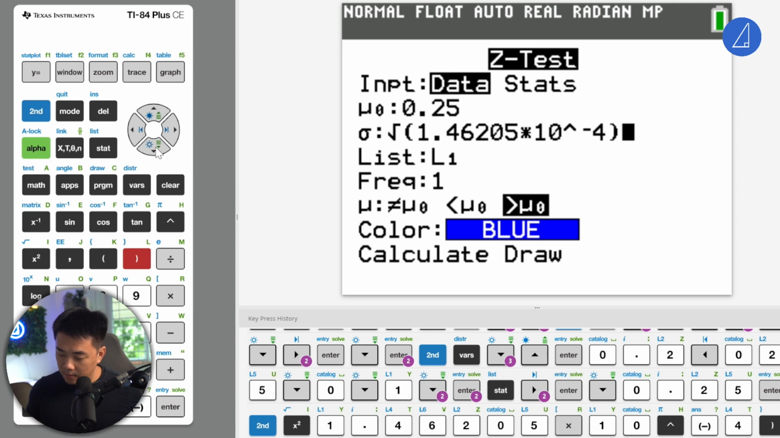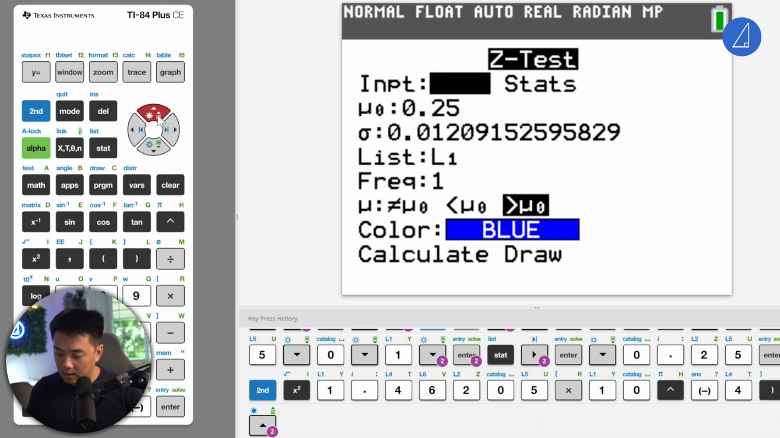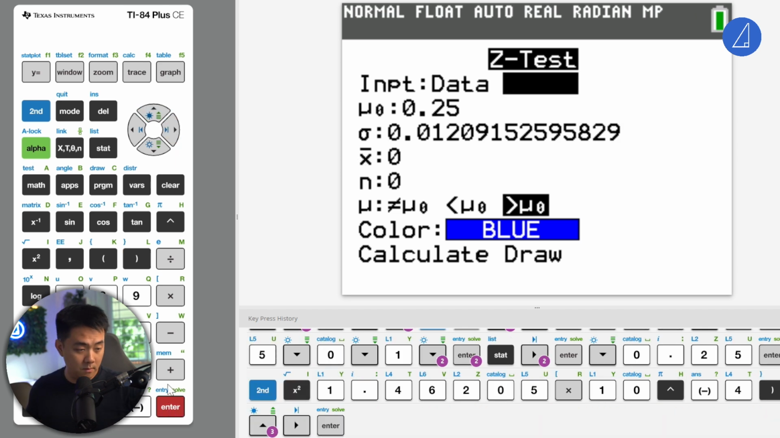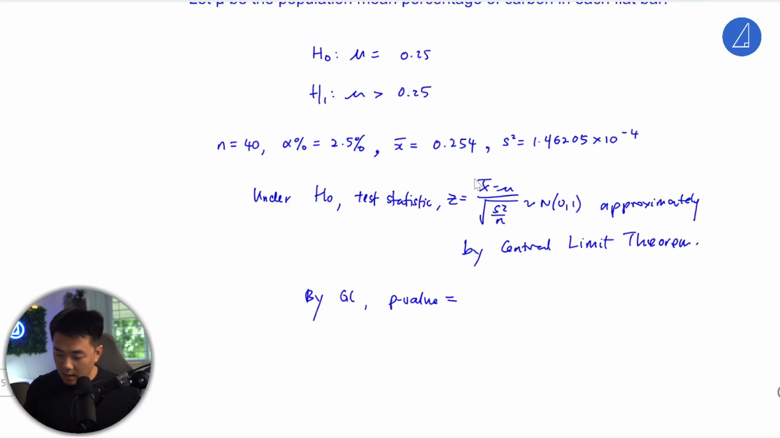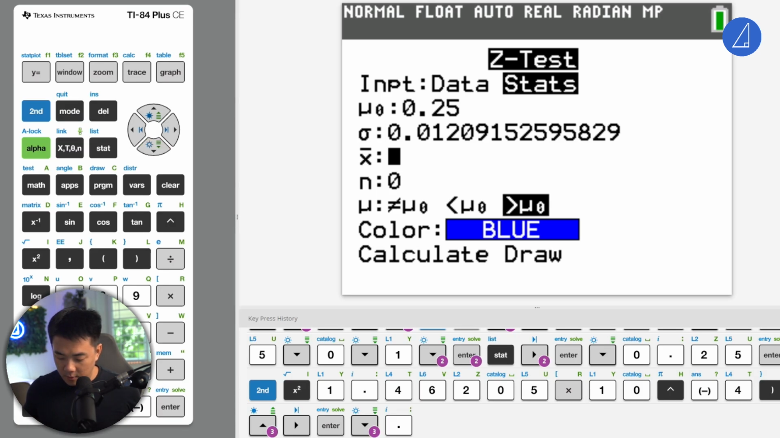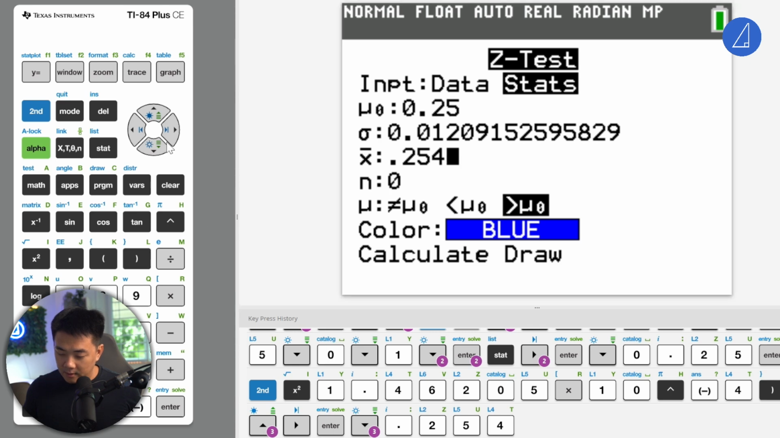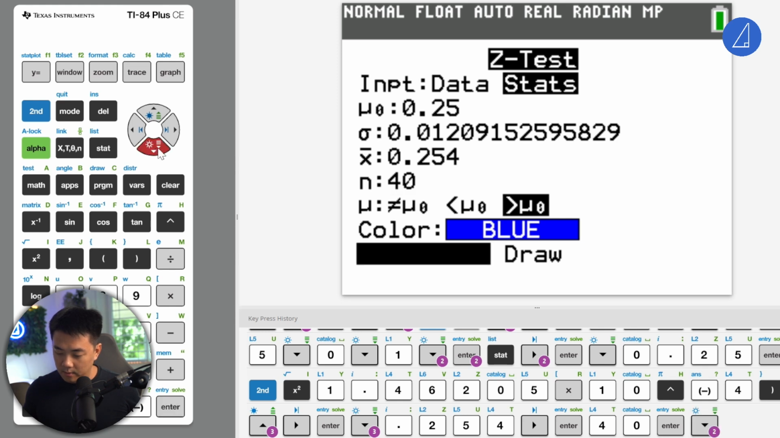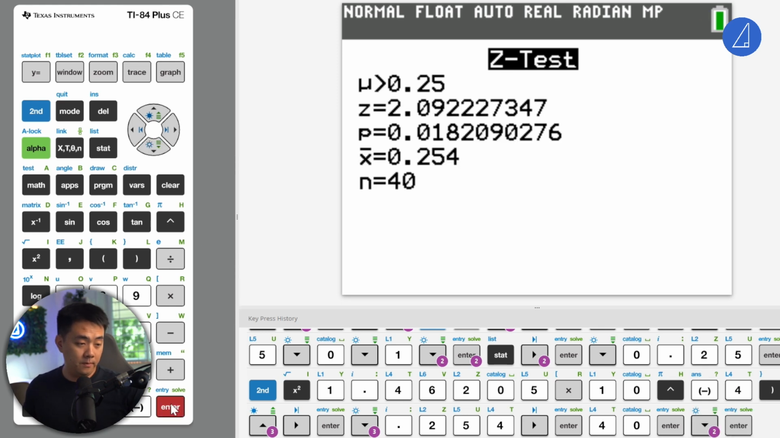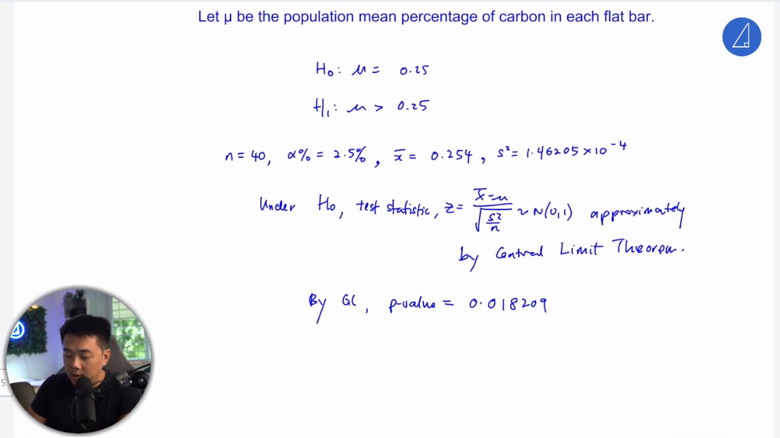Oh, I shouldn't use list, I should use statistics, sorry. Then our x bar will be 0.254, right? Then n is 40. And we're looking at the right tail, so calculate the p-value. So this is the p-value. We just need to see whether this is more or less than the alpha percentage. So this is actually less than 2.5%. So you reject H0 here.